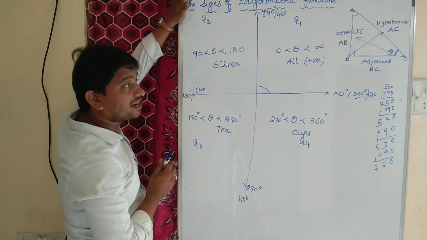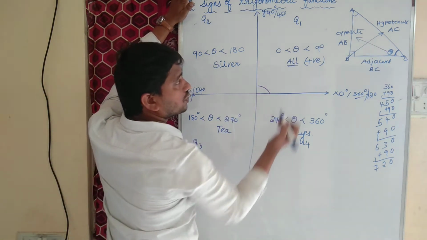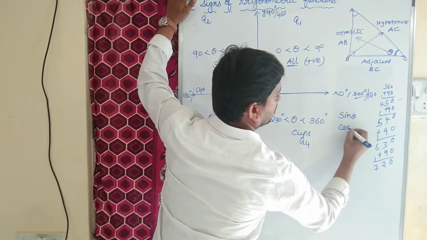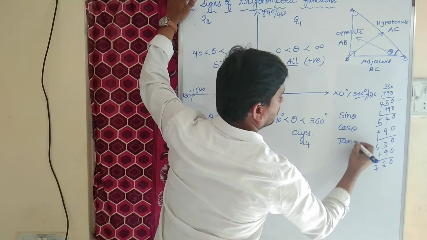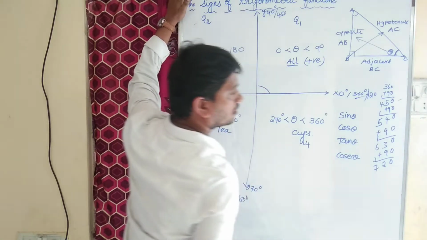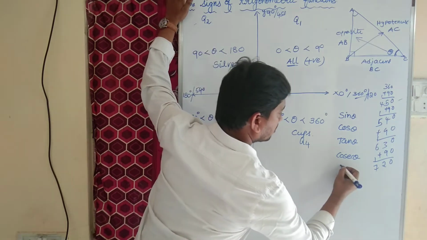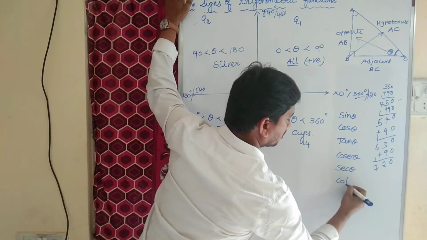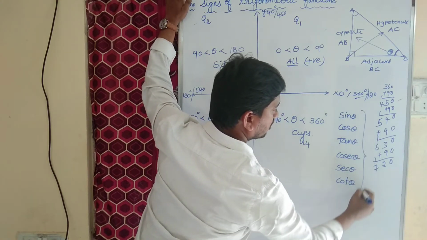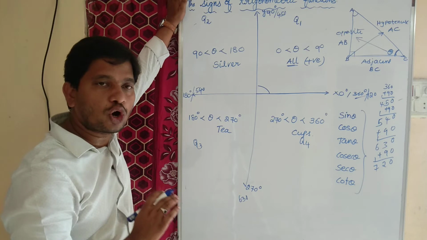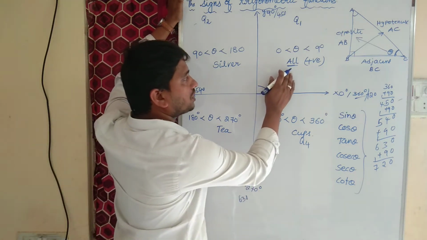Okay, in coordinate 1, we have sin, cos, tan, sin reciprocal cosec, cos reciprocal sec, tan reciprocal cot. These are the 6 trigonometric ratios, and all 6 trigonometric ratios are positive in coordinate 1.